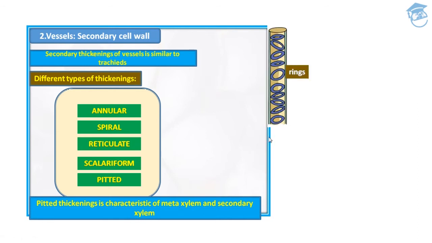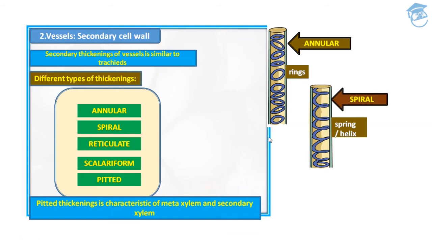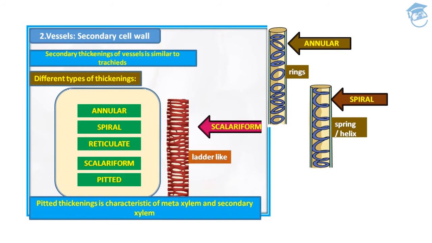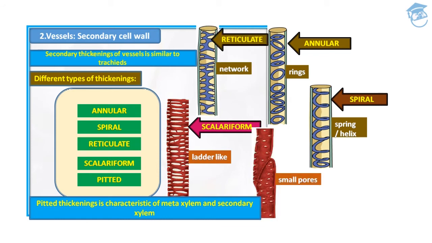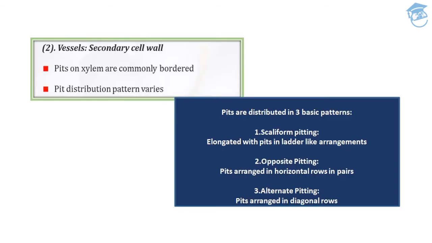Okay, see, this is annular, this is spiral, as I have taught you in case of tracheid secondary wall thickening, and this is ladder-like, which is called scalariform. This is network-like, which is called reticulate, and this is small pore-like, which is called pitted. Okay, pits on xylem are commonly bordered, and pit distribution pattern varies.